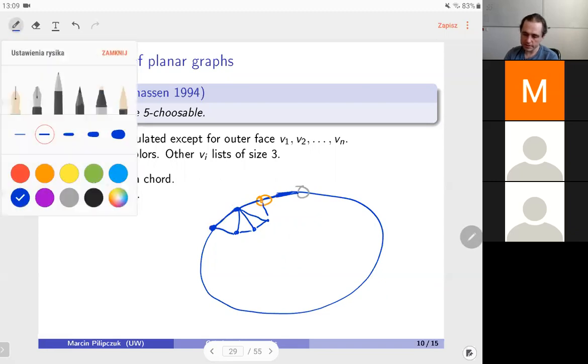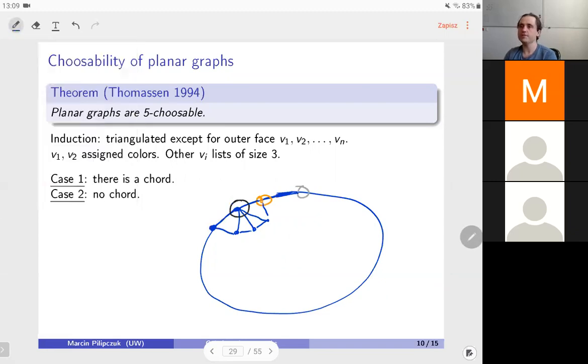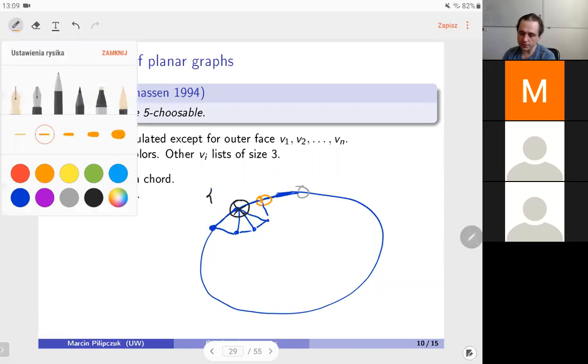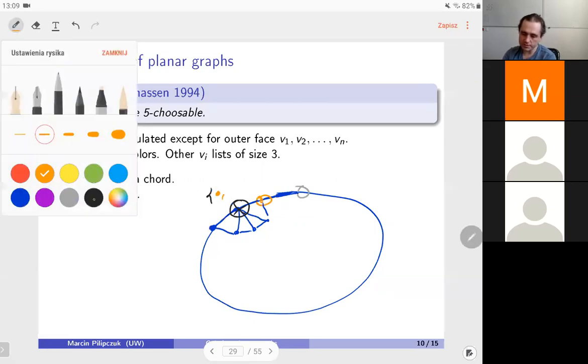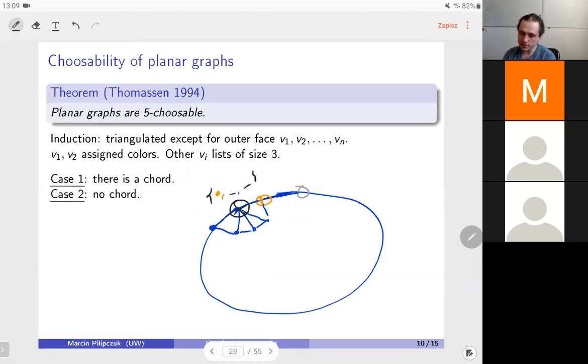So like this guy, we want to hide it for a moment. We want to hide this guy and apply the induction for the rest, and then put this guy back. But this won't work that easily, because he has got a list of size 3. Actually, this list may even contain an orange color, maybe a few other colors. We don't know which ones.